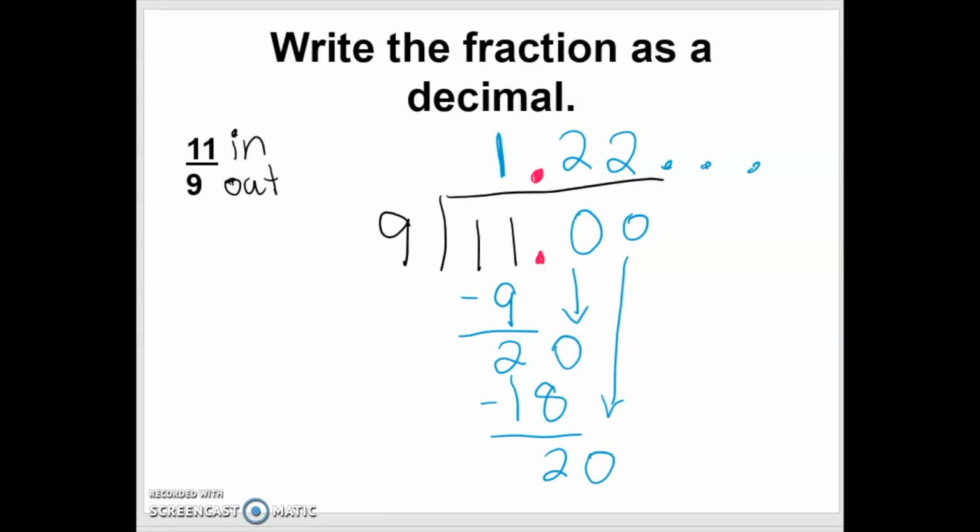So what we have here is our answer is a repeating decimal. So we would write that as 1.2 repeated. And we put the bar over the 2 to show that it's repeating.